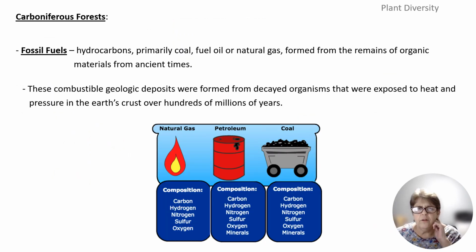So fossil fuels, we're going to look at carboniferous forests, because when you think of ferns and plants like that, then you might think of how fossil fuels formed. So fossil fuels are hydrocarbons. Those are molecules made up of only hydrogen and carbon, and usually they're long chains of carbon with hydrogen all attached. And primarily coal, fuel oil, or natural gas. Fossil fuels form from the remains of organic materials in ancient times. These combustible geologic deposits were formed from decayed organisms that were exposed to heat and pressure in the Earth's crust over hundreds of millions of years.